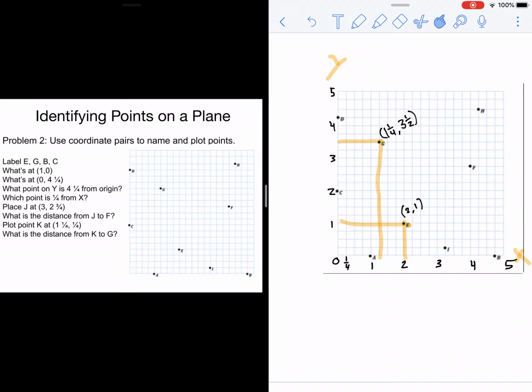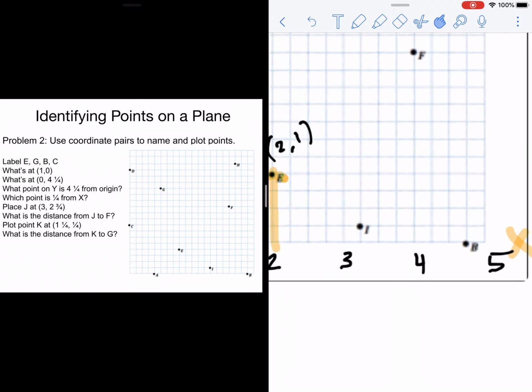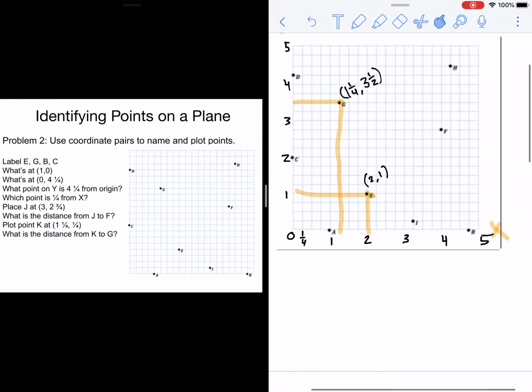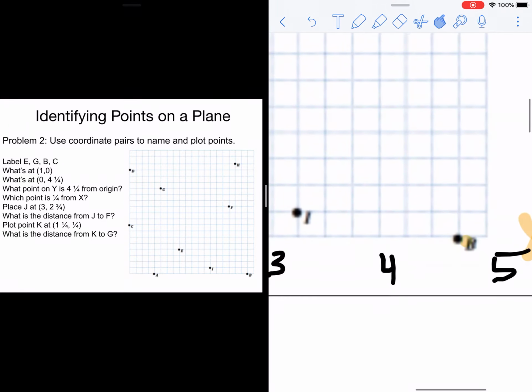B is down here. Okay, we are over 4 3/4 and up 0. So here's B. I'm going to zoom in, over 4, 1/4, 2/4, 3/4. So, 4 3/4, comma, 0.